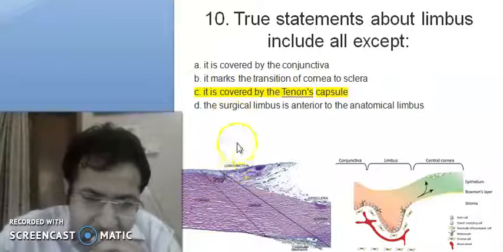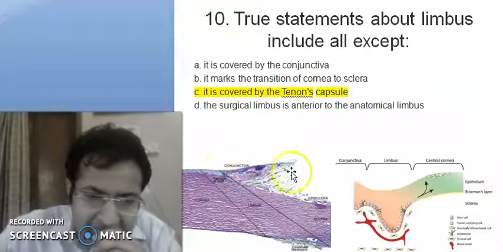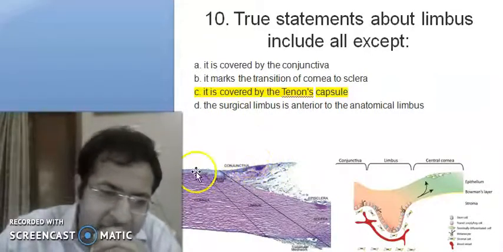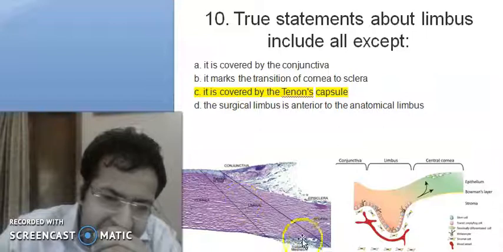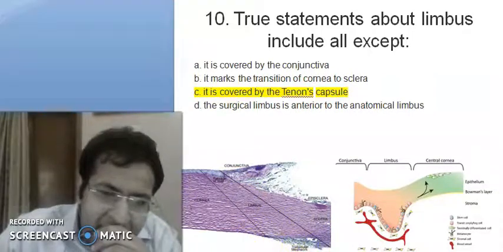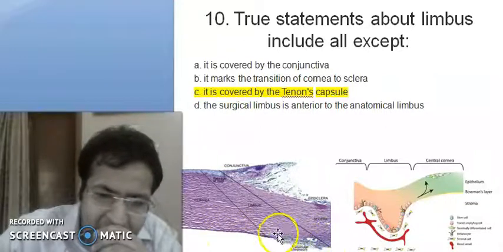And also, if we see, this area is covered by the conjunctiva, so naturally we will give an incision in front of the conjunctiva when we are giving the corneal incision. Whereas the anatomical limbus extends so posteriorly and includes the trabecular meshwork inside.